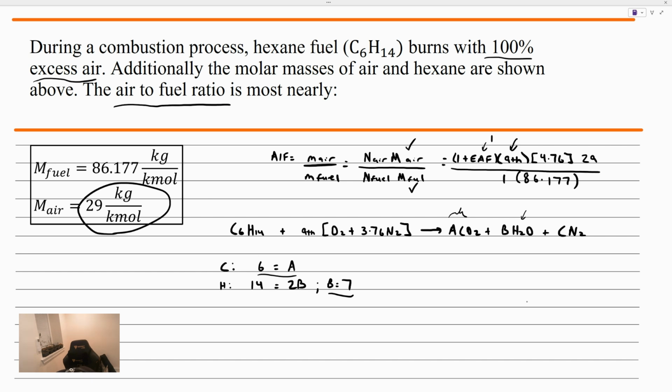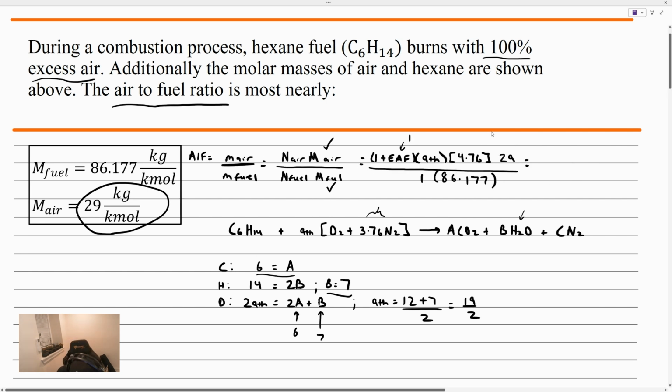And what about oxygen? How many oxygens do we have? We have 2 times the stoichiometric coefficient. That is the amount of O's on the left-hand side. What about on the right-hand side? We have 2A plus B. Now we know what A is and we know what B is since we just performed our stoichiometry. A was 6, B is 7, and we can solve for our stoichiometric coefficient here, which is 12 plus 7 divided by 2. That's 19 over 2.